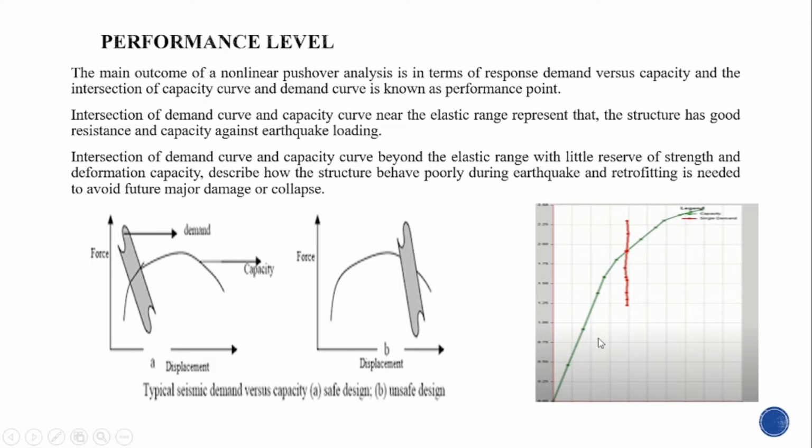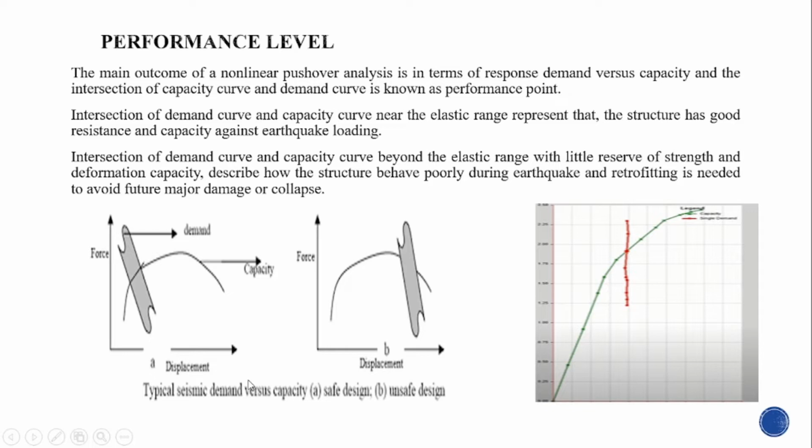If the intersection of the demand curve and capacity curve is near the elastic range, it represents that the structure has good resistance and capacity against earthquake loading. If the intersection is beyond the elastic range, where the nonlinear portion starts, with little reserve of strength and deformation capacity, the structure behaves poorly during an earthquake. When the performance is poor, retrofitting will be required to avoid future major damage or collapse.